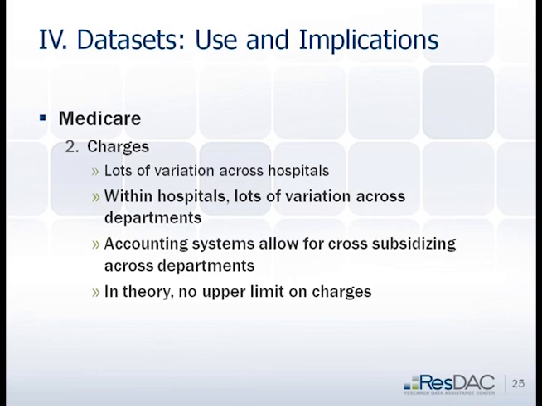The charges, lots of variation across the hospitals in terms of charges. And within hospitals, there's variation across the departments even in terms of the cost to charge ratios. So you also need to be aware that accounting systems allow for cross-subsidizing across the departments. And in theory, there's no upper limit to whatever you submit to Medicare, right?